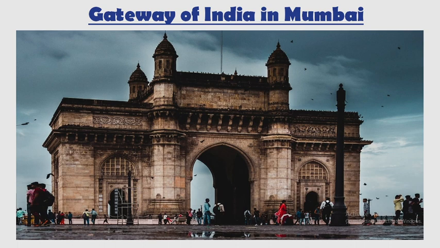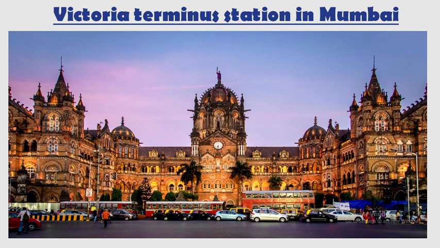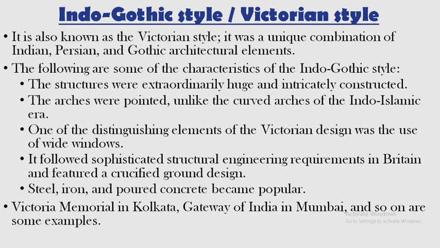The next is the Indo-Gothic style or the Victorian style. Before that, please have a look at the Gateway of India in Mumbai, and the Victoria Terminus Station in Mumbai. So, the Victorian style of architecture was a unique combination of Indian, Persian, and Gothic architectural elements. The following are some of the characteristics of the Indo-Gothic style.